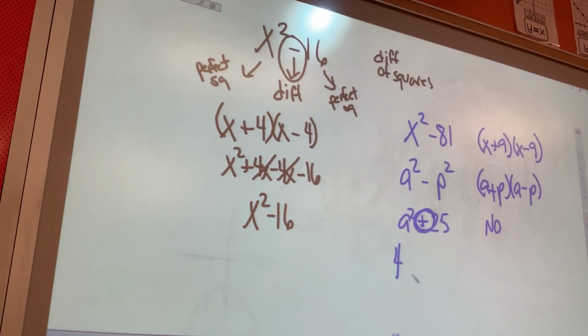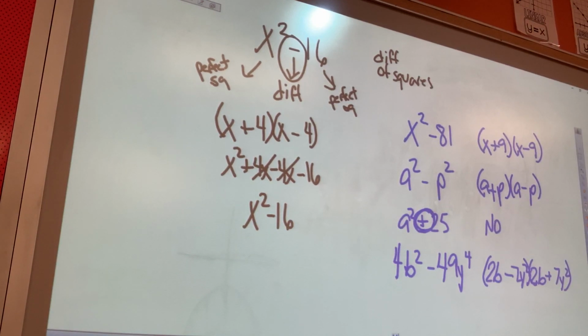What if I have 4b squared minus 49 y to the 4th? Looks a little trickier, but it really isn't. Is there a perfect square here? Yes. 2 and also b. Is there a perfect square here? I'll work with the numbers first. 7, and then the perfect square of y to the 4th is y squared. One will be positive, one will be negative.